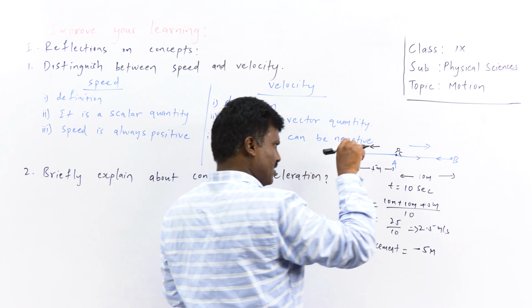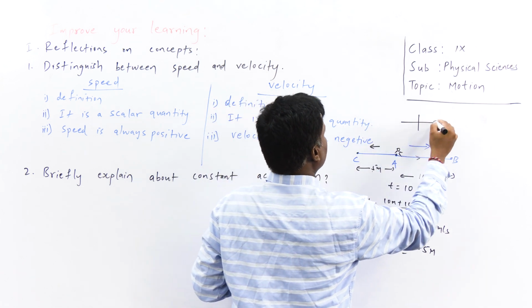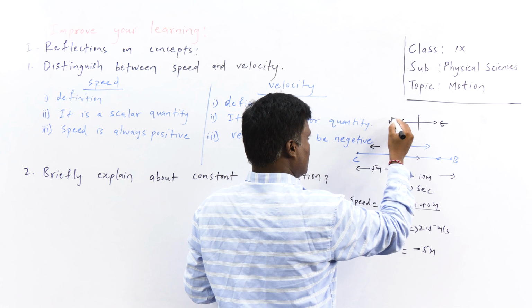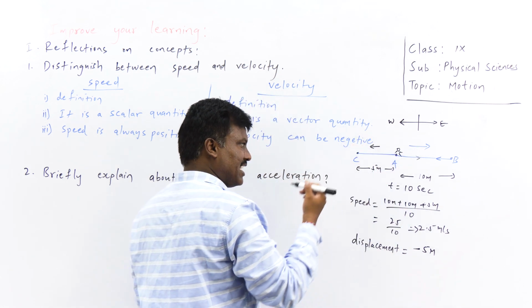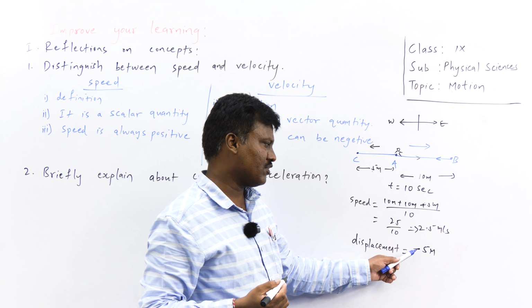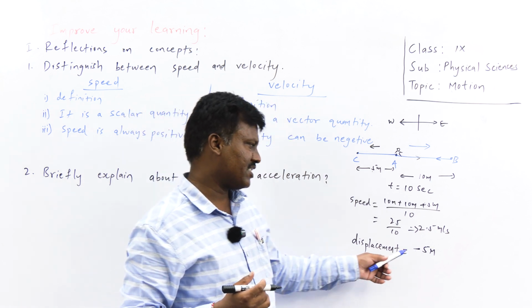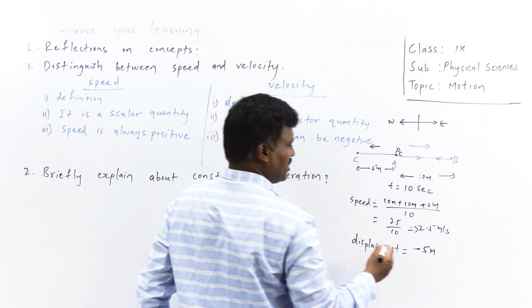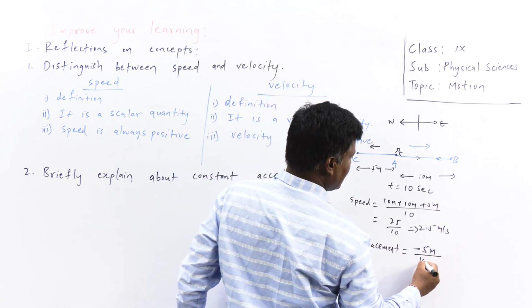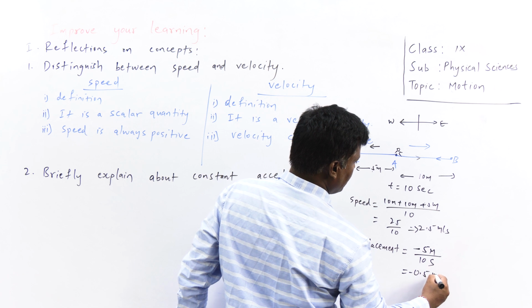So the actual direction: initially when the object travels, the direction is towards east, but at the end it turned towards west. So the direction of the object is changed, the direction is reversed. This negative sign indicates there is a change in the direction. So displacement is 5 meters, time taken is 10 seconds. Now it is minus 0.5 meter per second.